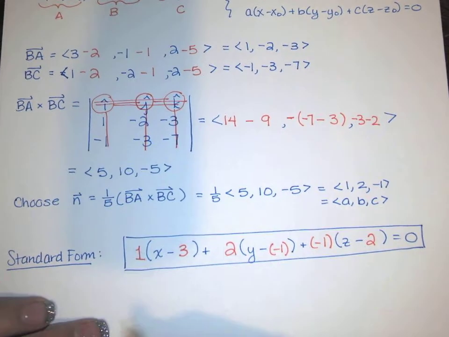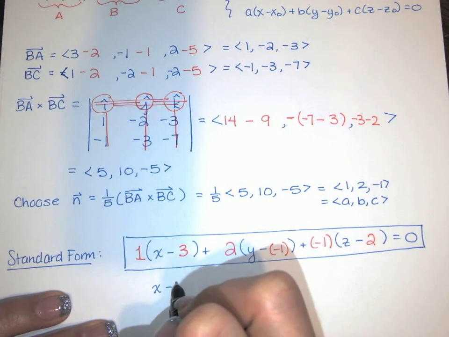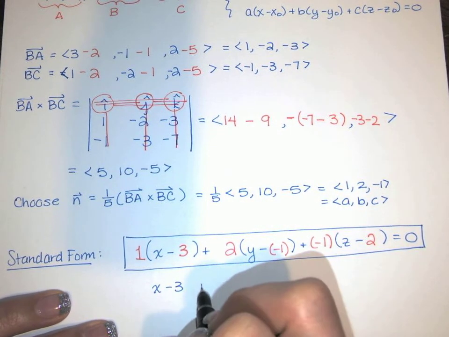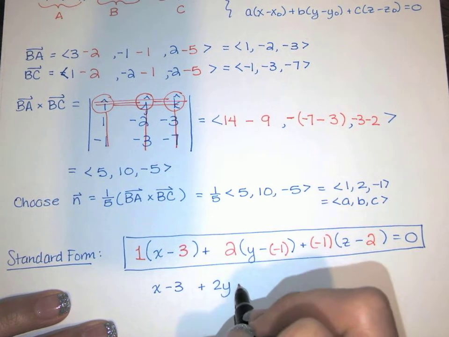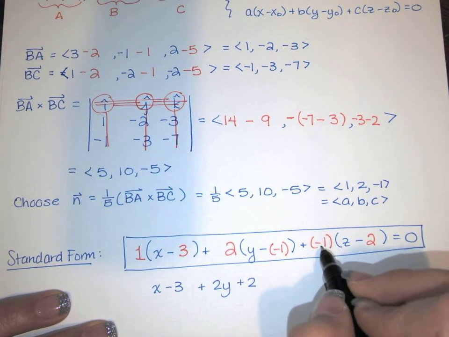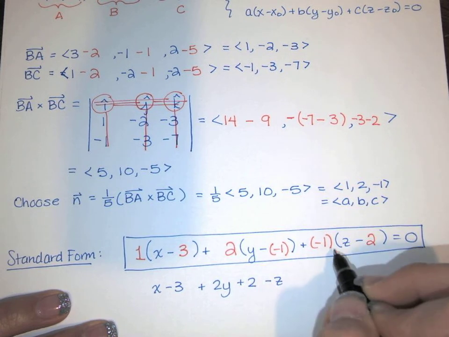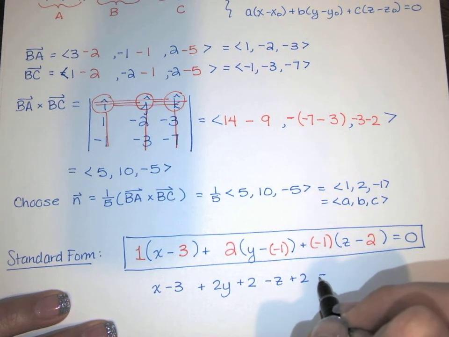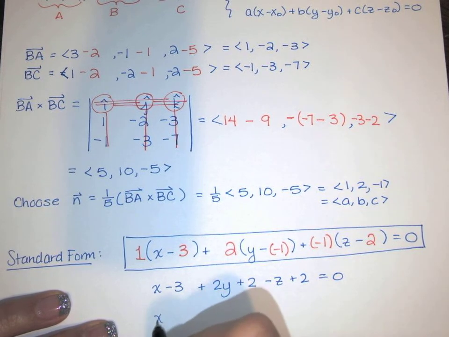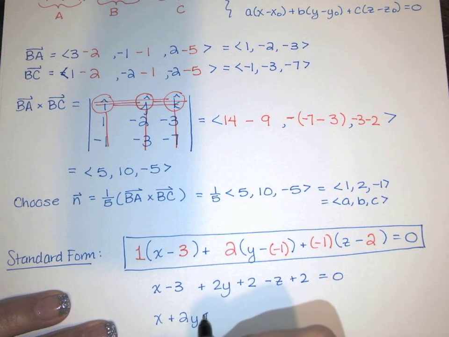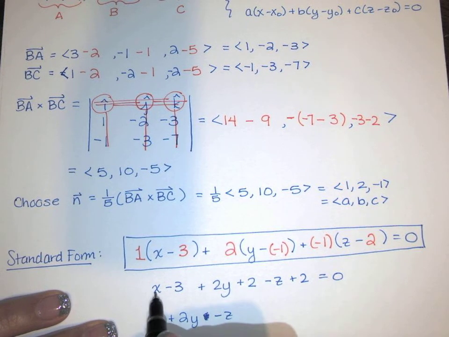Let's write it in general form. We can distribute, so we just get x minus 3, distribute the 2, that's 2 times y, and that's going to be a +1, 2 times +1 is +2, and -1 times z is -z, -1 times -2 is +2. So we've got -3 plus 2 plus 2, that's -3 plus 4 is 1. So I've got the x and the 2y and the -z plus 1 equals 0.